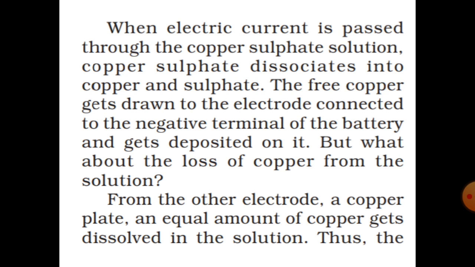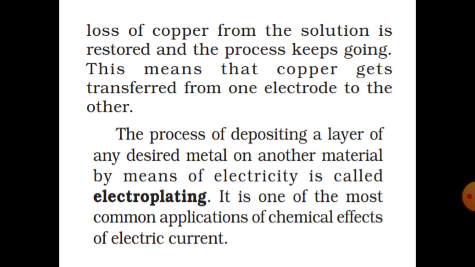कोटिंग. When electric current is passed through the copper sulfate solution, copper sulfate dissociates into copper and sulfate. The free copper gets drawn to the electrode connected to the negative terminal of the battery and gets deposited on it. But what about the loss of copper from the solution? From the other electrode, a copper plate, an equal amount of copper gets dissolved in the solution. Thus, the loss of copper from the solution is restored and the process keeps going. This means that copper gets transferred from one electrode to the other. एक से दूसरे में चली गई.